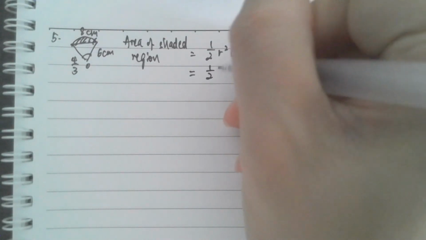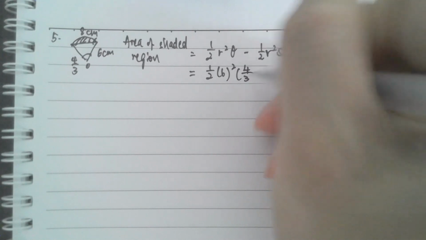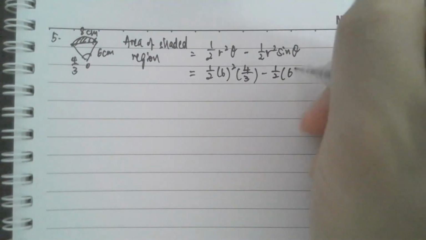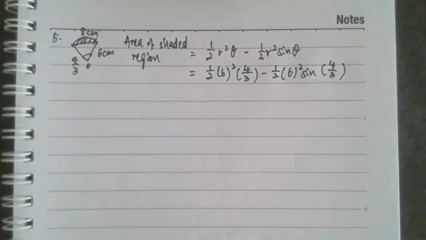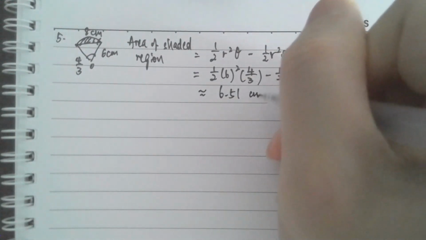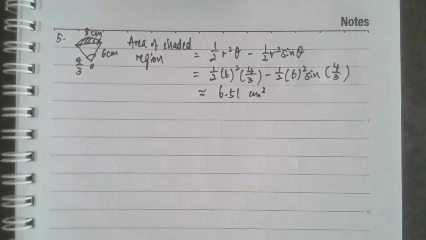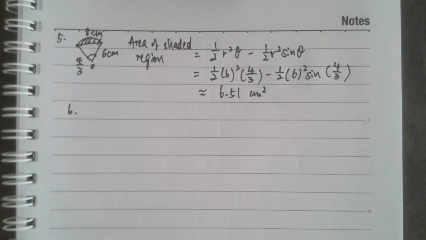So we can just put everything in since we have all the values. 6 squared, this is 4/3, subtract 1/2. Again, it's good to just type everything in the calculator to prevent any accuracy loss. So if you've done that, this will be approximately 6.51 centimeters squared in 3 significant figures. Okay, so that's question 5. Moving on to question 6.